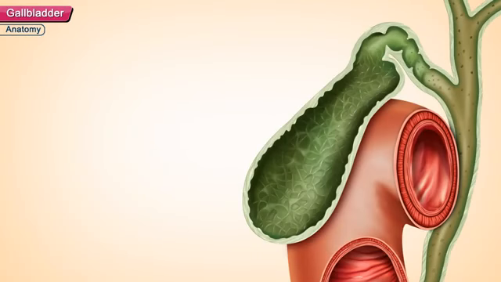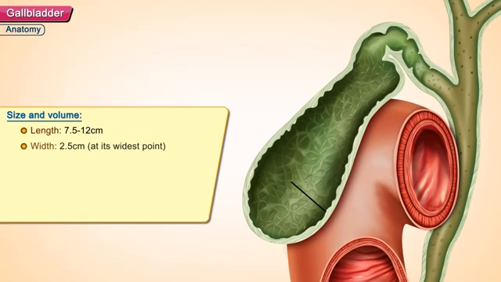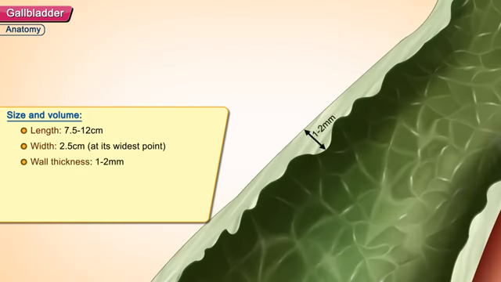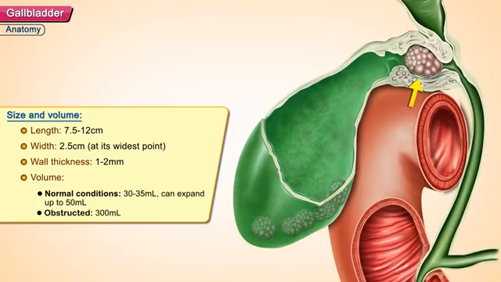Size and volume. Its length is 7.5 to 12 centimeters. It is 2.5 centimeters wide at its widest point. The wall thickness is 1 to 2 millimeters. Volume is 30 to 35 ml under normal conditions, but can expand up to 50 ml. Although if obstructed, it can distend to accommodate up to 300 ml.